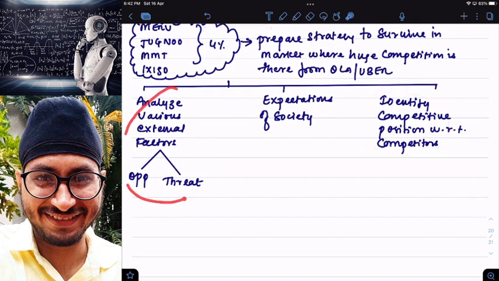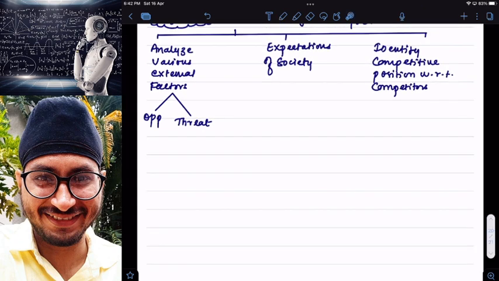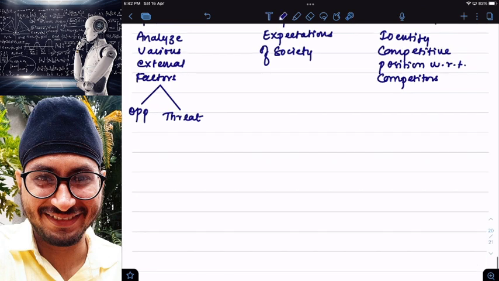So first analyze before preparing a competitive strategy. Before preparing a competitive strategy, analyze various external factors. Then also consider expectations of the society from a business, plus also identify the competitive position of my company with respect to others. Now, what are the factors? Like here I told, analyze various factors. What are those factors I need to analyze?